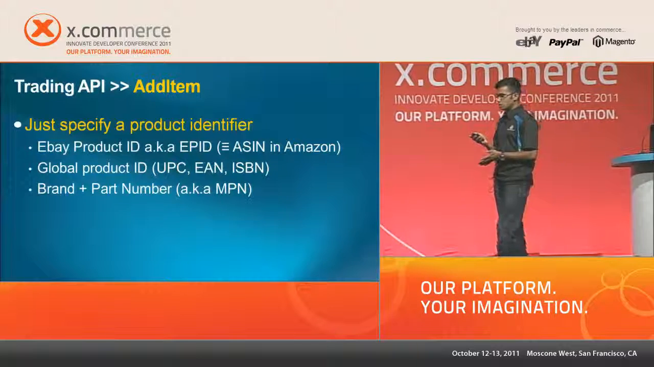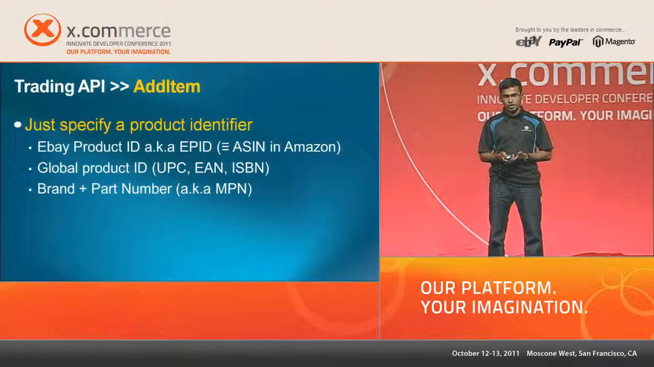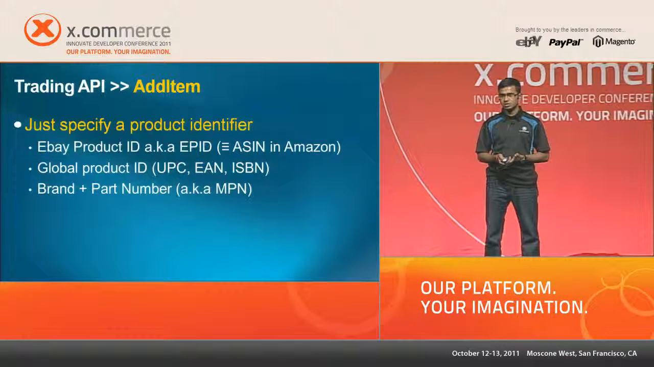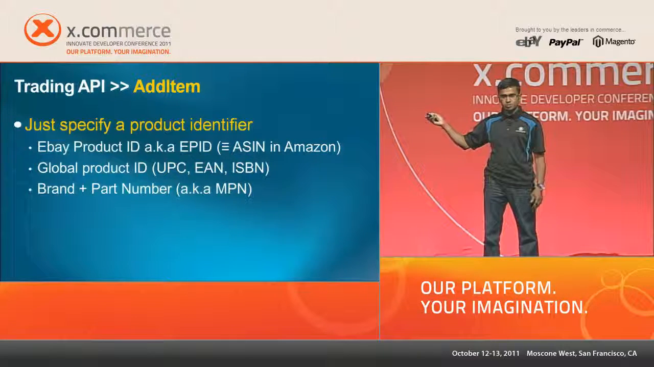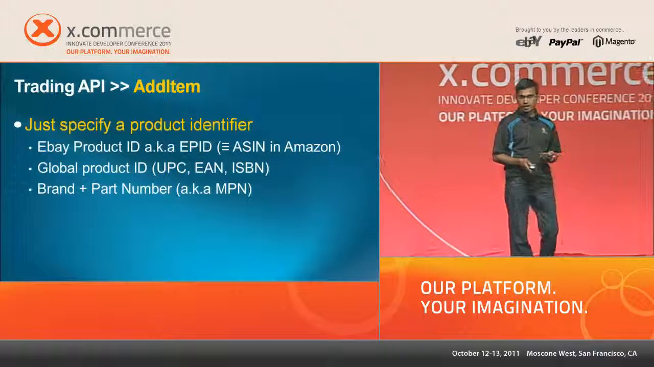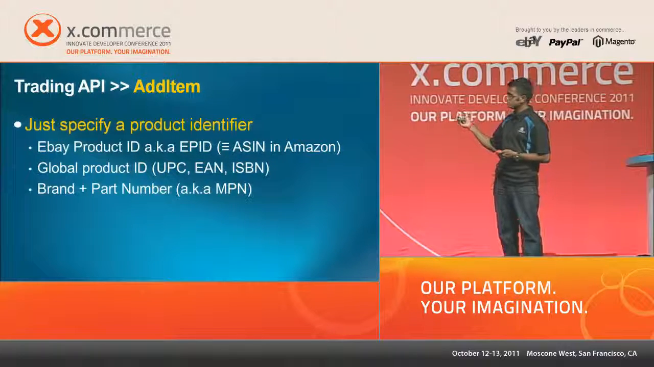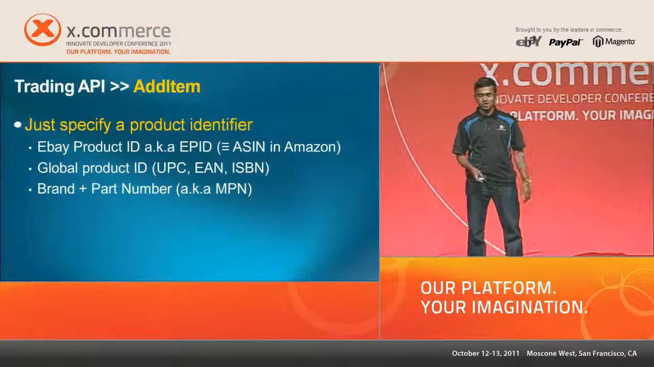The most basic and the most unambiguous way to uniquely identify a product is by using eBay's product identifier, also known as EPID, which stands for eBay Product ID. It is equivalent to the Amazon Standard ID number or ASIN on Amazon. However, at eBay, we don't think it's a sin to list with products.